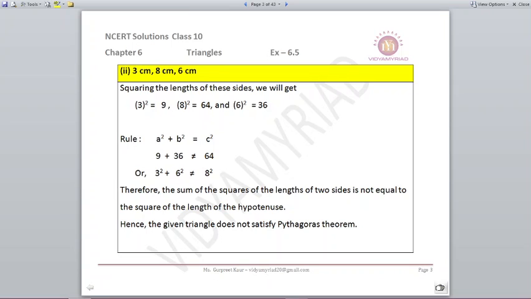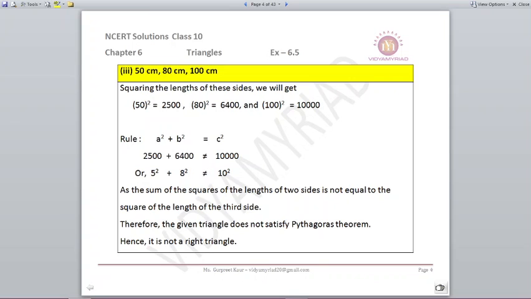Second case, 3 centimeters, 8 centimeters, 6 centimeters. Now 3 square is 9, 8 square is 64 and 6 square is 36. So if we do 9 plus 36, that is not equal to 64, or 3 square plus 6 square is not equal to 8 square. So we can say that sum of the square of the lengths of two sides is not equal to the square of the length of its hypotenuse, as it does not satisfy the rule of the Pythagoras theorem.